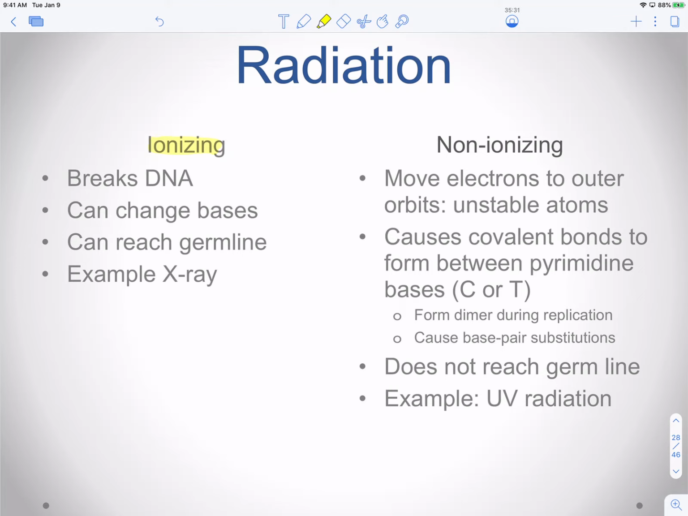Non-ionizing are going to be those that are going to have an effect on electrons, putting them in the outer orbit so they're more reactive, and that makes the atoms that they're part of very unstable. These are going to cause covalent bonds between pyrimidine bases, and they're going to cause base pair substitutions and dimer formations during replication. Non-ionizing cannot reach the germline, and UV radiation, sunlight, is an example of that.